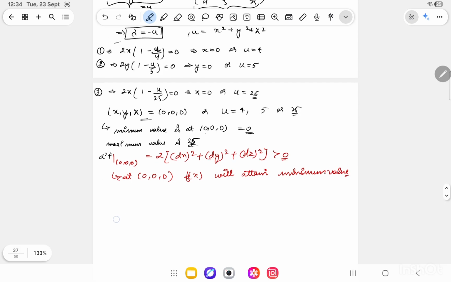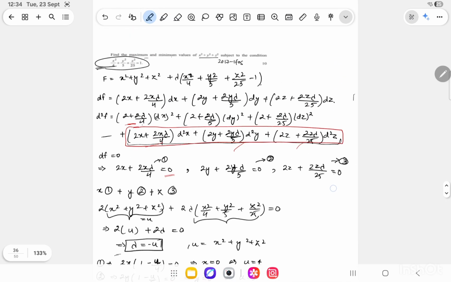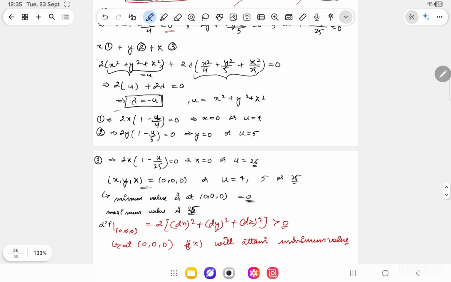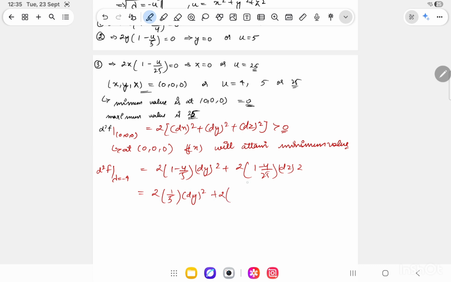Likewise, lambda is minus u, so if I check for lambda equal to minus 4, this term will reduce to 0, and d²f at lambda equal to minus 4 will be 2 into (1 - 4/5) into dy² + 2 into (1 - 4/25) into dz², that is 2 into (5 - 4)/5, that is 1/5, into dy² + 2 into (25 - 4)/25, that is 21/25, into dz². Here also it is greater than 0.